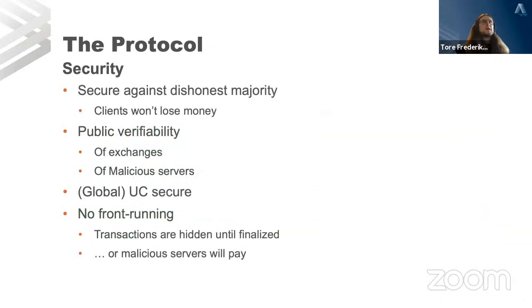When it comes to security, basically our protocol is secure against the dishonest majority. So we can handle all servers except one being corrupted. We get public verifiability, both of the exchanges actually being written to the chain, and we get proofs of servers that act maliciously due to the incentivized MPC. We've proven this secure in the global UC model, and as I mentioned, finally, because the limit order matching is done in MPC, we prevent front running since everything is kept hidden until the end.